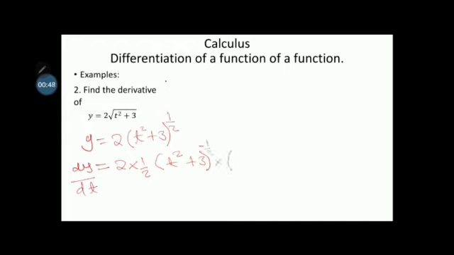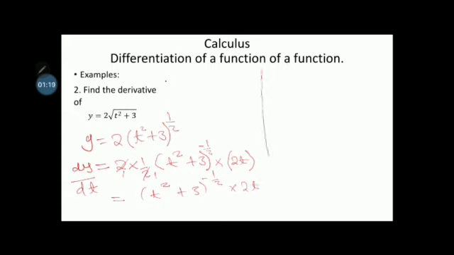We differentiate what's inside the brackets. Derivative of t squared will give us 2t. The derivative of 3 is 0. So then this and this will cancel, or they will divide to give us 1. Then we have this one here, t squared plus 3 to the power negative 1 over 2 times 2t.